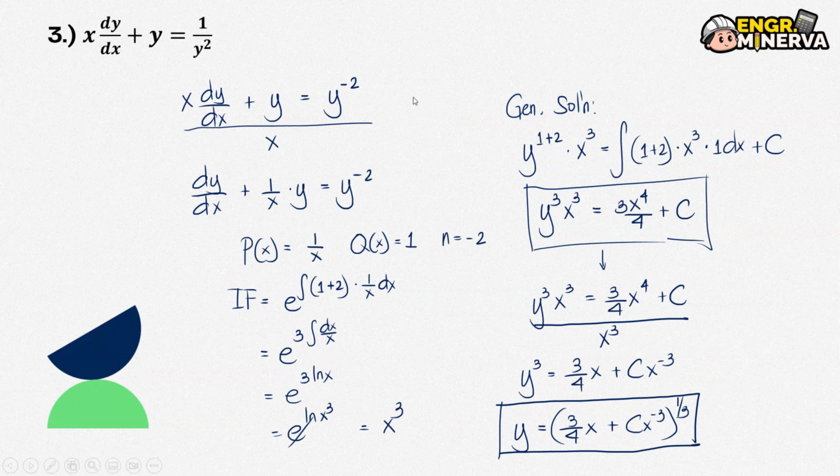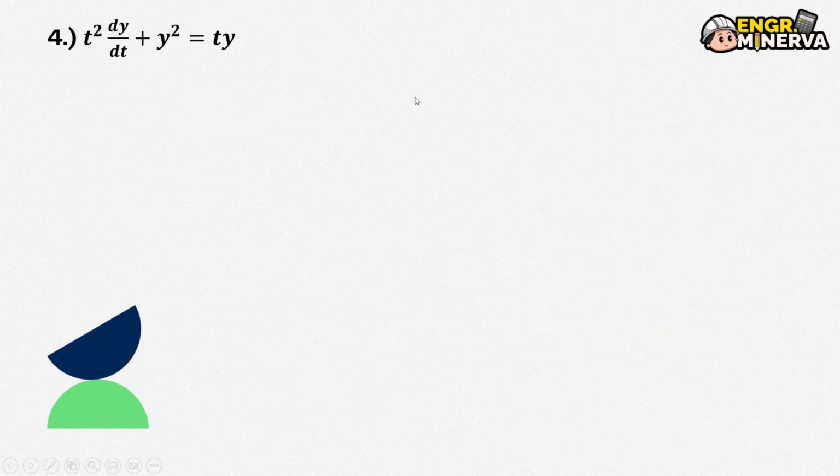Okay, next example. We have t squared multiplied to derivative of y with respect to t plus y squared equals ty. So again, convert it to our form. That would be t squared, derivative of y with respect to t, plus y squared equals ty. So you have your y squared here. Again, all the terms having y raised to n, you must transpose to the right side. And all the terms containing y raised to 1, you must transpose to the left side.